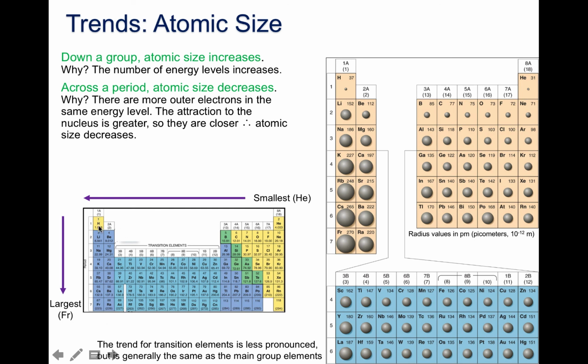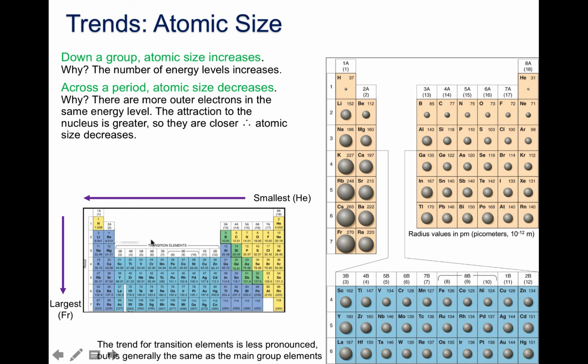And so as you're going down a group, the atomic radius or the atomic size is going to increase. That's logical because as you go down a group, you're adding energy levels, and it would make sense that the size of the atom increases as you go down a group. On the other hand, if you're going across a period, so from left to right, the atomic size is actually going to decrease, which might be a little bit counterintuitive.